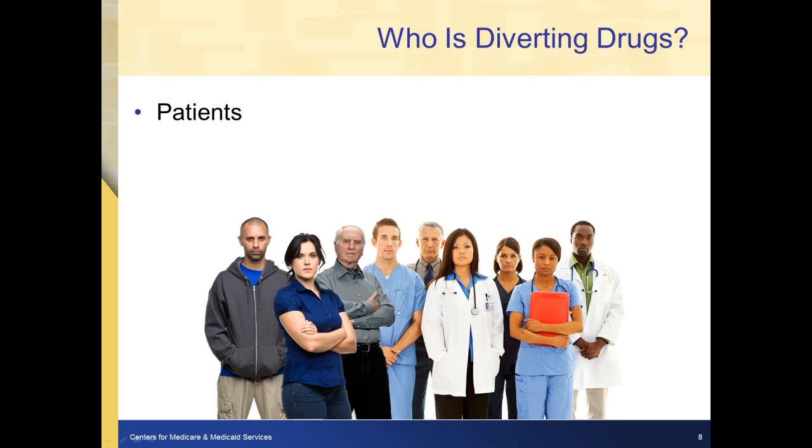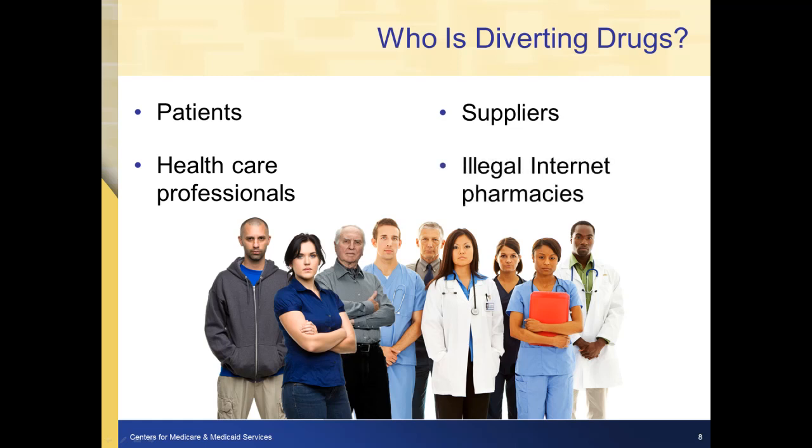Drugs can be diverted in many ways and through a variety of people, including patients, healthcare professionals, for example, pharmacists, pharmacy personnel, physicians, other prescribers, nurses, and other healthcare professionals, suppliers, and even through illegal internet pharmacies. Illegal internet pharmacies are rogue websites that operate under the guise of legitimate pharmacies and may provide controlled substances or other medications to individuals without a prescription.